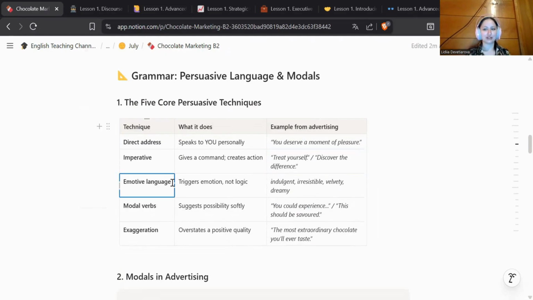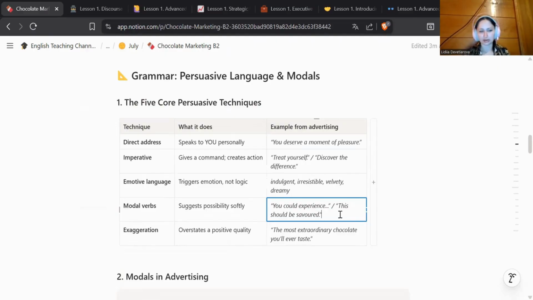Then emotive language. That is basically some sort of language that triggers your emotions, but never logic. Those are words like indulgent, irresistible, velvety, dreamy, etc. There are so many words that can be used like that. And then modal verbs. They suggest possibility, and they may suggest possibility softly, yeah? They will say you could experience, this should be savored. They won't tell you like you will experience, you have to experience.